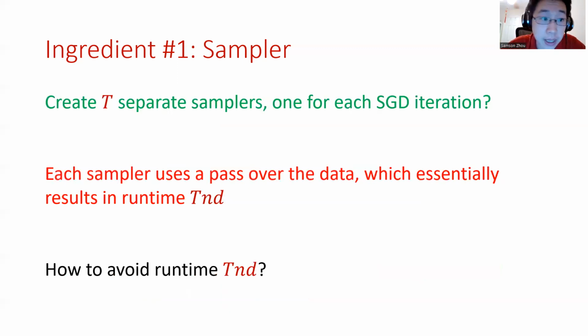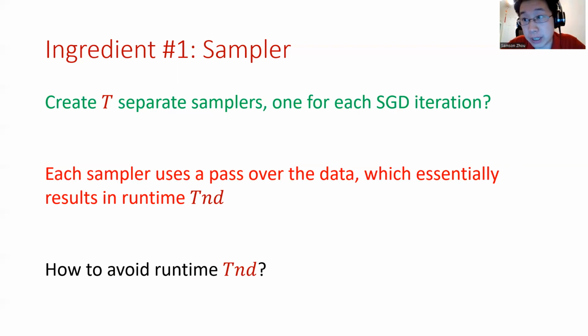Okay, so one possible fix is what I alluded to before. Maybe instead of creating one sampler for T steps, we can create T separate samplers, one for each SGD iteration. But in fact, this also doesn't work because each sampler will use a separate pass over the data. So even though we can build the T structures in one single pass of the data, the pre-processing time will still be essentially T and D, which is prohibitive. It's still too large, right?